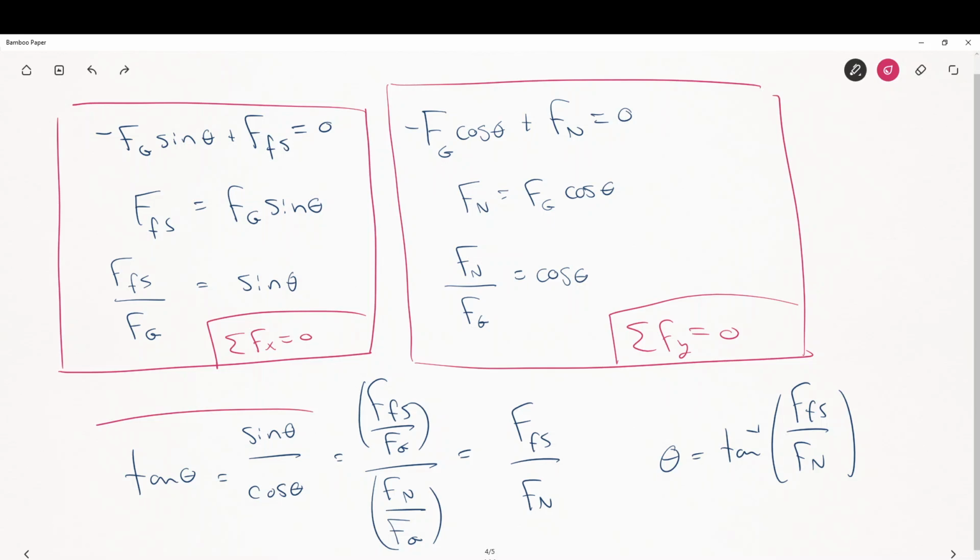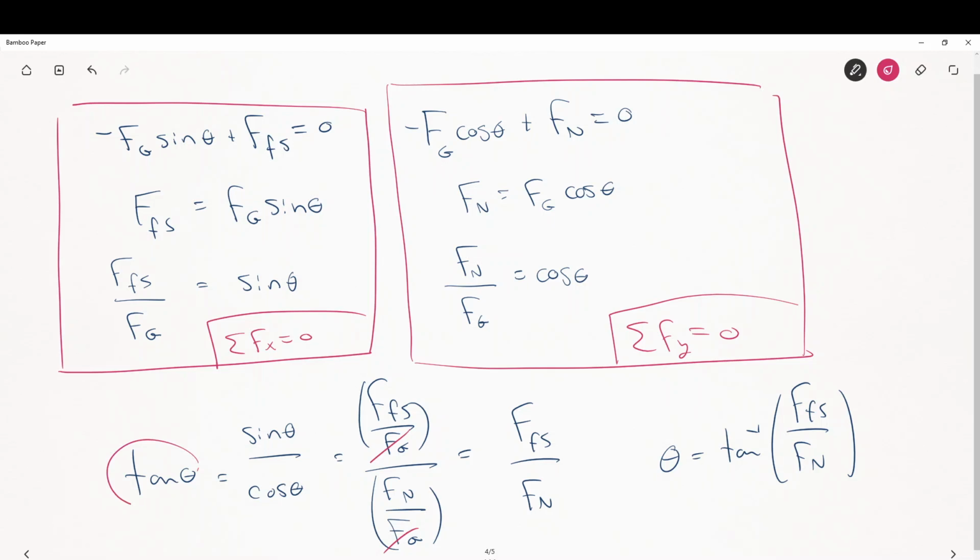The tangent of theta is sine over cosine. That's a well-known identity. And for this problem, sine of theta is the force of static friction divided by the force of gravity. So we just do a substitution where sine of theta is substituted for that expression. Similarly, for cosine of theta, we substitute the normal force over the force of gravity because of this equation here. Next, you can see that the force of gravity cancels on the top and bottom, leaving me with the force of static friction divided by the normal force.